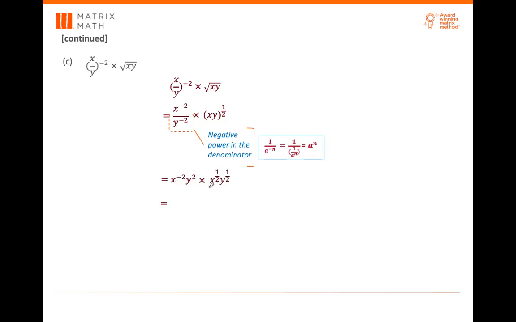So you combine the x together. When you have times, it will be power plus power. And then y, power plus power. So minus 2 plus 1.5 will be minus 3 over 2. 2 plus 1.5 will be 5 over 2. Please take note that this is a negative power, so you need to change it to a positive power. So you will have y to the power of 5 over 2 over x to the power of 3 over 2.